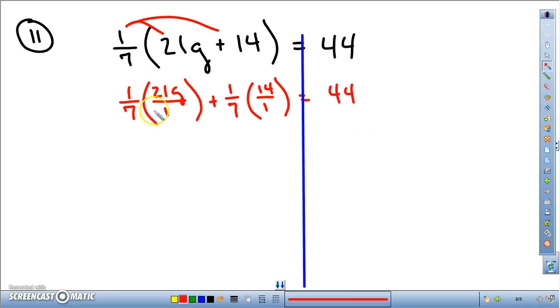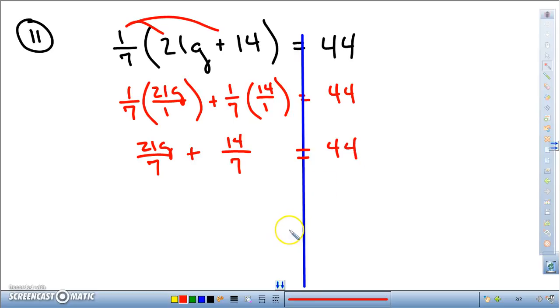All right, so I multiply fractions by simply multiplying across the top and multiplying across the bottom. So here I have 21g, and on the denominator I've got 7 times 1, which is 7. Here I've got 1 times 14, which is 14, over 7 times 1, which is 7. And again, my 44 is going to come down. Okay, now both of these fractions can be reduced. 21 divided by 7 is 3, and 14 divided by 7 is 2. And again, the 44 just comes down.